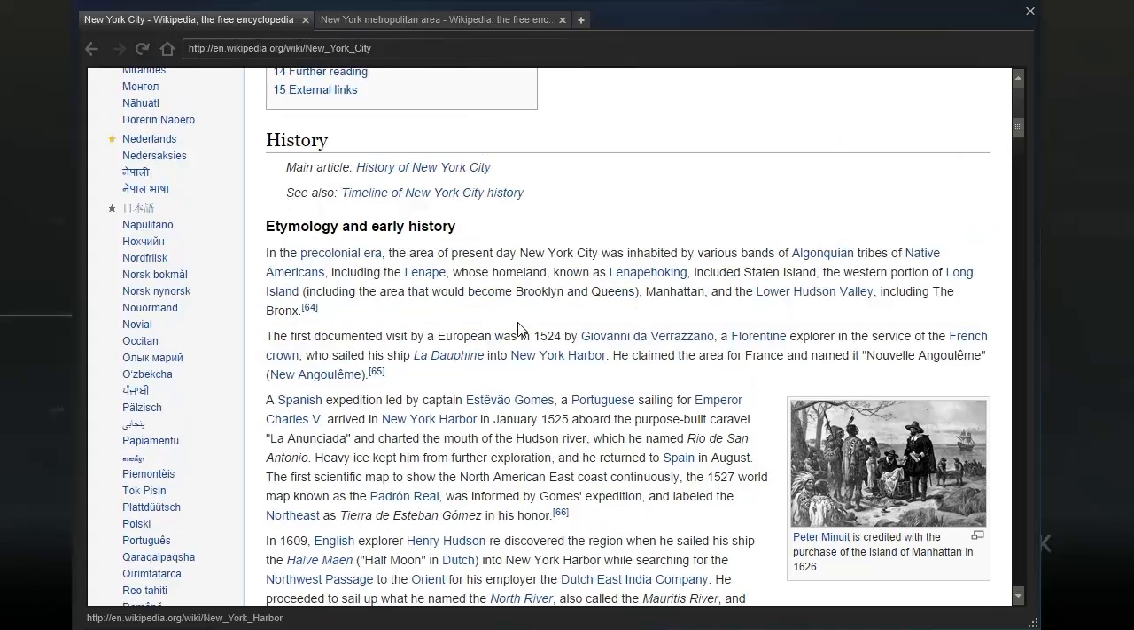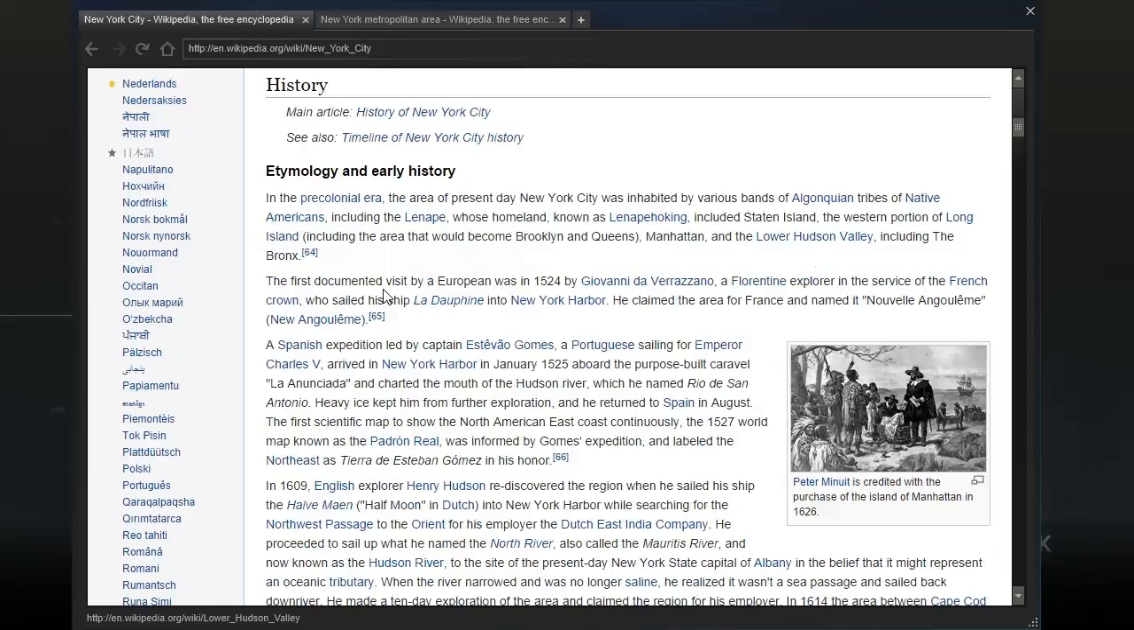All right. So history of New York, just to give us a bit of context as to what we see in the game. In the pre-colonial era, the area of the present-day New York City was inhabited by various bands of Algonquin tribes. Is that how you pronounce that, Algonquin? Tribes of Native Americans, including the Lenape, whose homeland, known as the Napehonking, I'm probably pronouncing this completely wrong, included Staten Island, the western portion of Long Island, including the area that would become Brooklyn and Queens, Manhattan, and the lower Hudson Valley, including the Bronx.